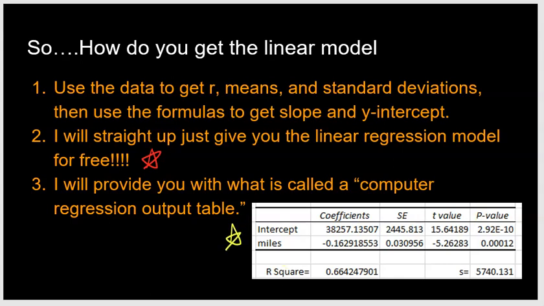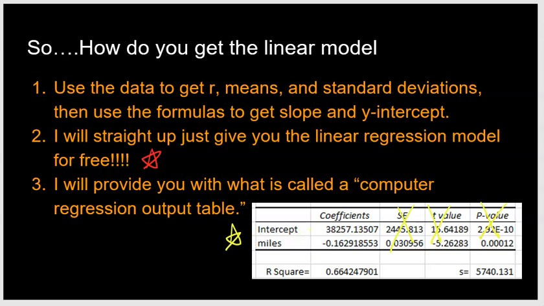So first off, right now, we do not need p-value, we do not need t-value, we do not need standard error. Those will come back at the very, very end of the year, way back in Unit 9, but not right now. The main things we need are the coefficients, right? The coefficients are the slope and the y-intercept. That's what we need. And they are perfectly here.